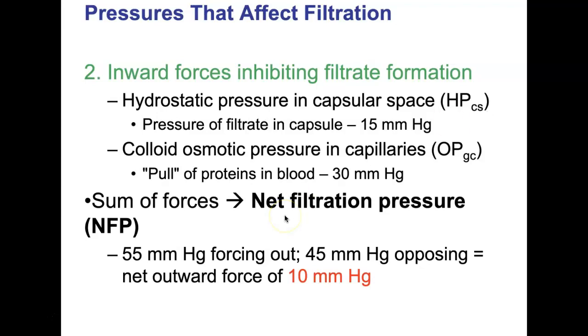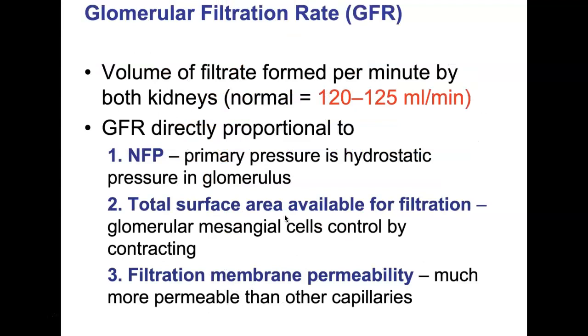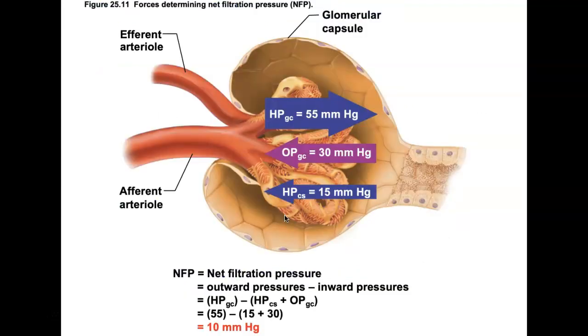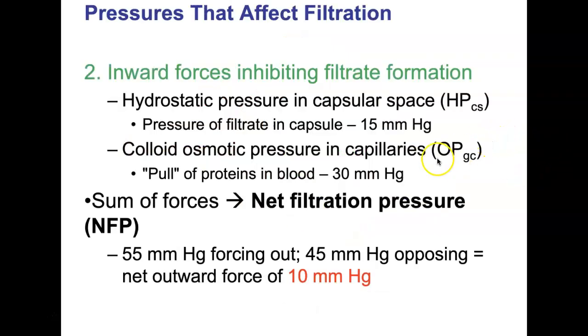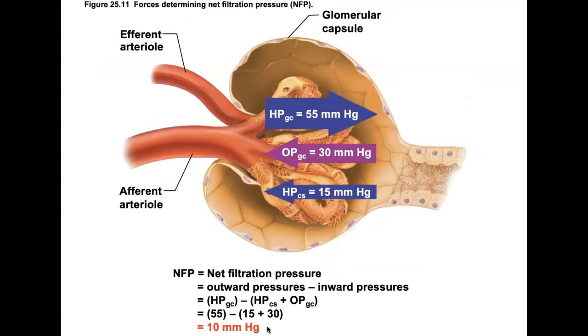The colloid osmotic pressure is the other one that we need to go ahead and discuss. And this is colloid osmotic pressure in glomerular capillaries, which is abbreviated OPGC. So this is the pressure exerted by the proteins in the blood. So as we look at this image one more time, the above pressure represents the net filtration pressure, or NFP, which largely determines the glomerular filtration rate, which is what we're going to consider next.